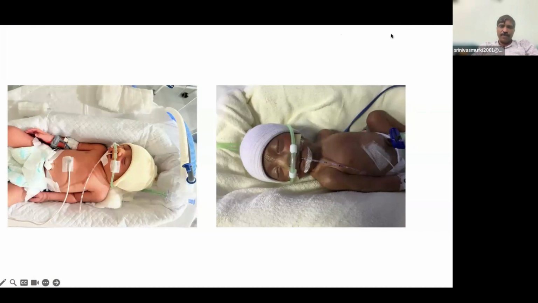So what's wrong? Which is wrong? The right is wrong. On the right, they've used a cannula. So a cannula should not be used for Ram's cannula. For Ram's cannula, there should be some leak around the nostrils. If you snugly fit Ram's cannula, you can land up with gastric perforation. So please remember this point.